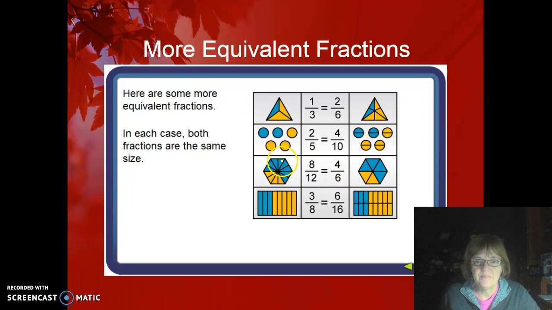Pause and think about it. Here we have a hexagon, right? Is that 6 sides? Yeah. 1, 2, 3. Yeah, 6 sides. So 8/12. Notice the hexagon is broken up into 12. And over here, the hexagon is broken up into 6. Look at those shaded areas. Same. Right? 3/8, 6/16. I don't think I need to talk about that one, do I? Pause and think about this.